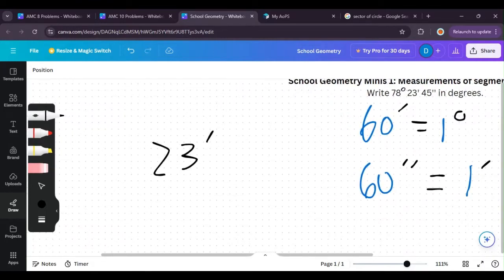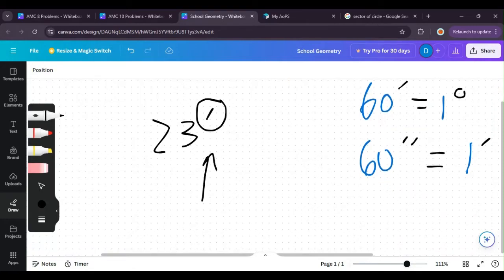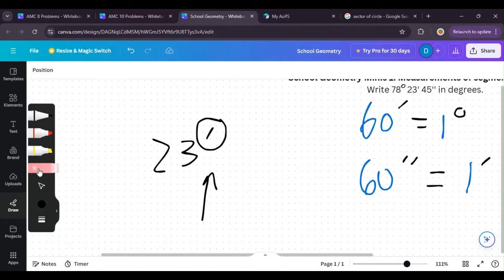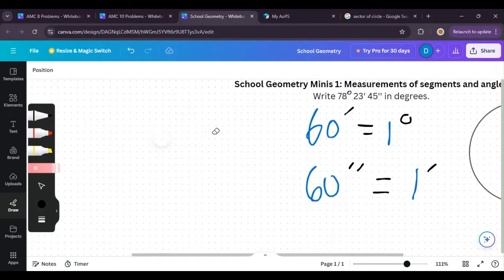So 23 minutes, the minute symbol looks kind of different, and it kind of looks like the feet symbol, but in this case, it's the minute symbol. So it represents the minutes, and it just has one apostrophe looking thing, and it's always in the exponent place that you see in regular math. So all these units would be in the exponent place.